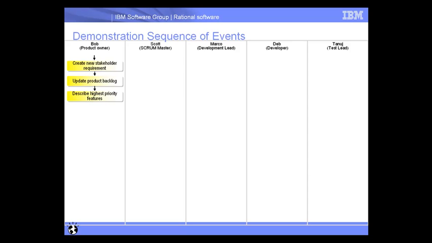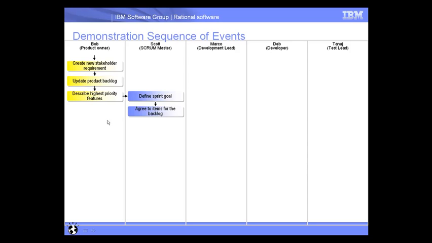Okay, back here in the slide that shows us where we're at in the demonstration, we can see in the previous segment what we did was, as Bob, the product owner, we created a new stakeholder requirement, updated the product backlog, and described the highest priority features. So now let's see the next step here.